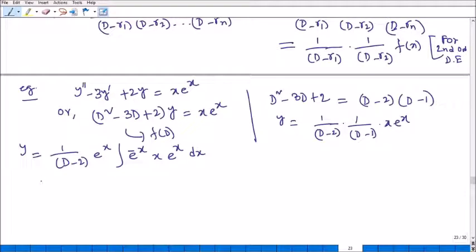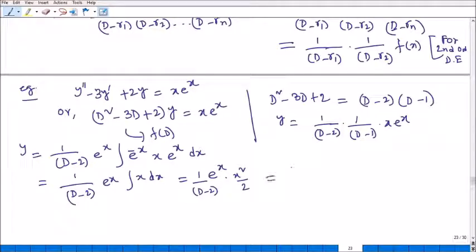So we get that 1 by d minus 2 e to the power x, so this is simply x dx, and we can write e to the power x here, the operator d minus 2, and this is x square by 2. So similarly we have to write the integral form of this operator. So this is e to the power 2x, integration e to the power minus 2x, and then x square e to the power x, and this is dx.